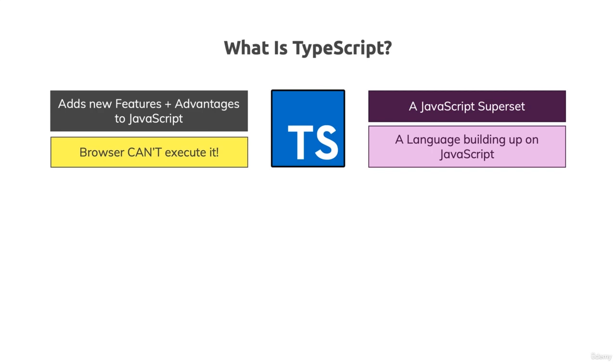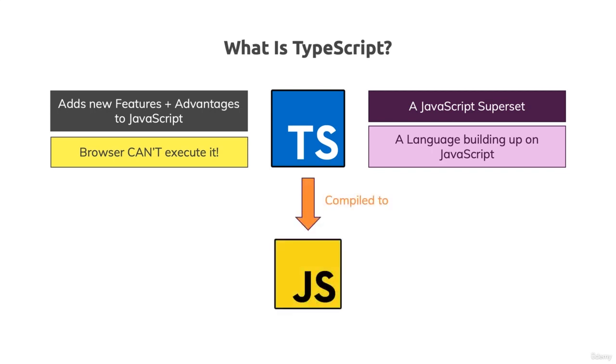Well, not quite. TypeScript is a programming language, but it's also a tool. It's a powerful compiler which you run over your code to compile your TypeScript code to JavaScript. So what you get as a result when writing code in TypeScript is JavaScript. But you didn't write that JavaScript code. You wrote TypeScript code with all the new features and all the advantages, and you get normal JavaScript code.